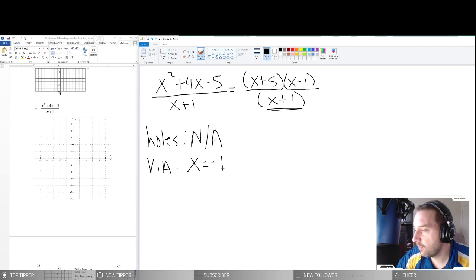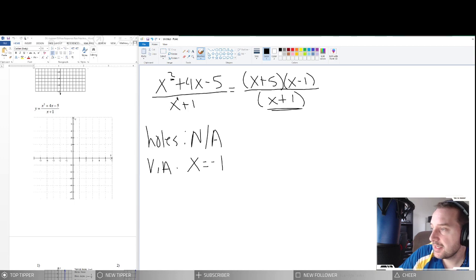And then for my horizontal or oblique asymptotes, if you look at the degrees, on top it's larger than the bottom. The bottom's a 1, the top is a 2. So because the degree on top is larger, it's an oblique asymptote or a slant asymptote, and we have to divide to figure out what that asymptote is.